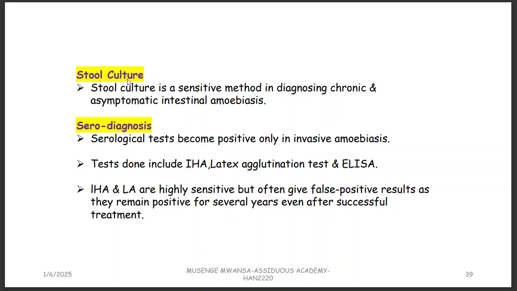Culture is you've gotten the stool and then you're trying to grow the parasite so that you can be able to identify. This is a very sensitive method in diagnosing chronic and asymptomatic intestinal amoebiasis. Actually, culture is a very good method.